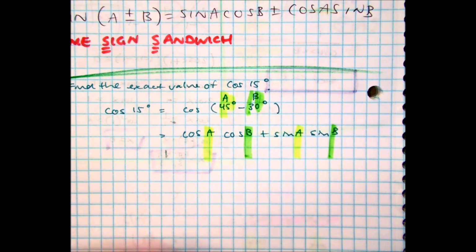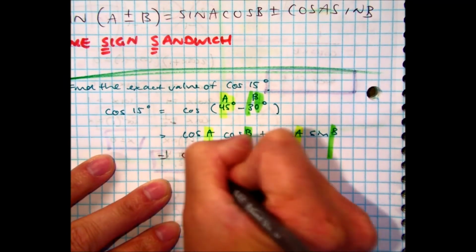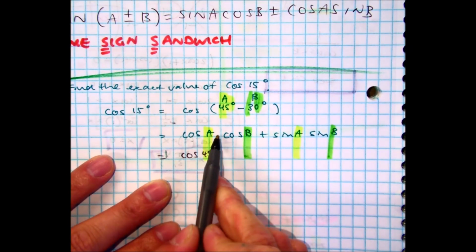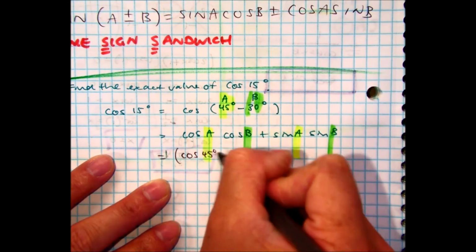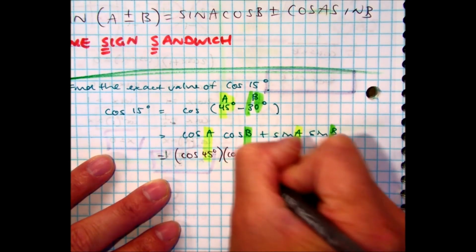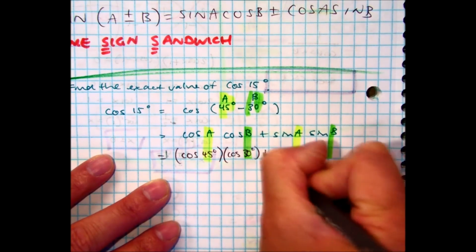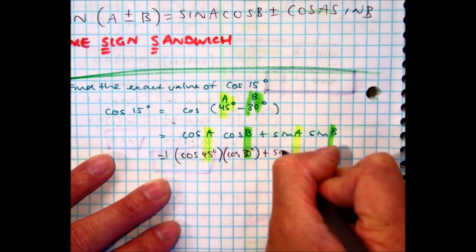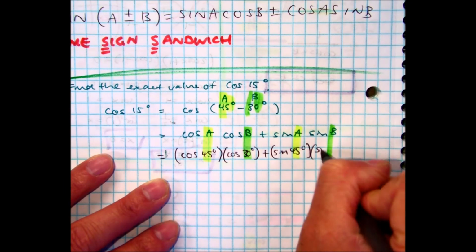So now we can just do a substitution. Cosine of what? 45 degrees. Now, notice there's no plus or minus sign, so what is it? What math operation? Multiplication. So if it helps you, you can put in parentheses. Cosine of 30 degrees, and add that to sine of A, which is sine of 45 degrees, and sine of 30 degrees.